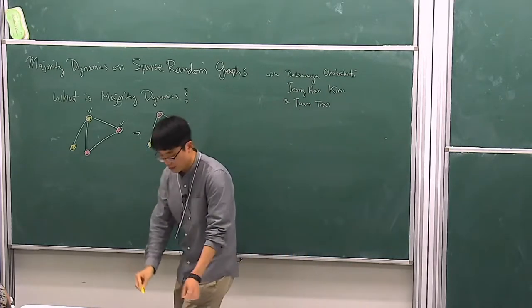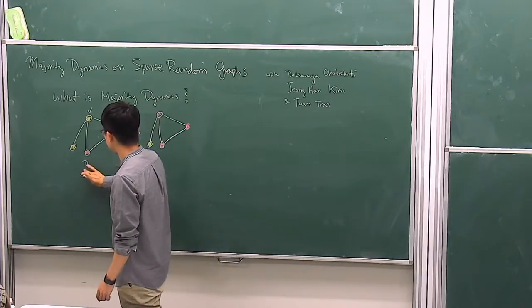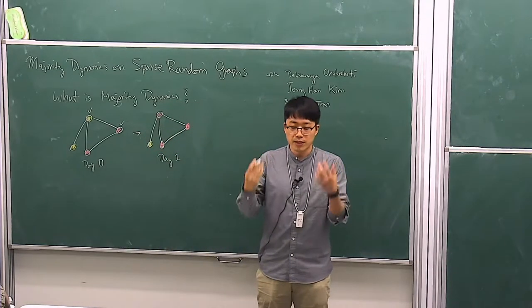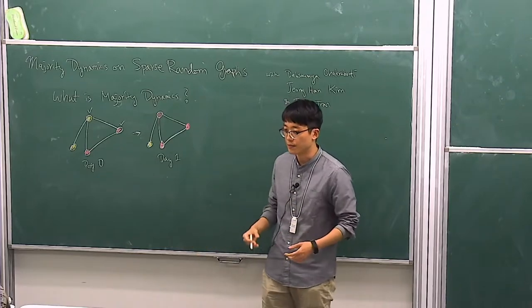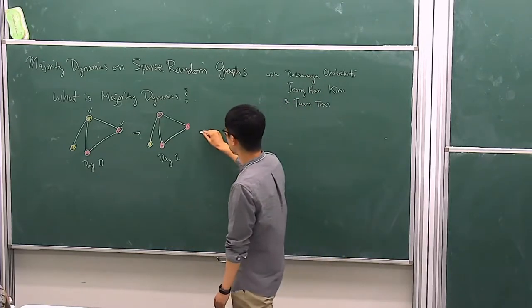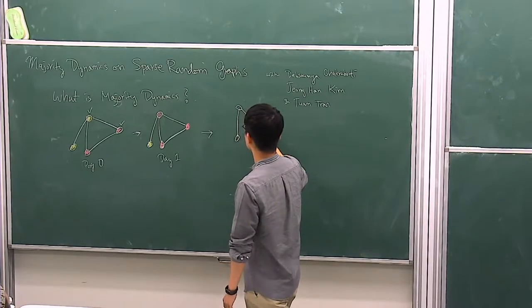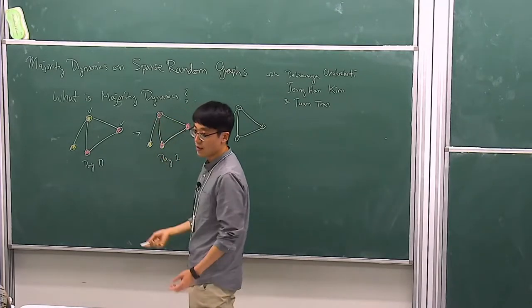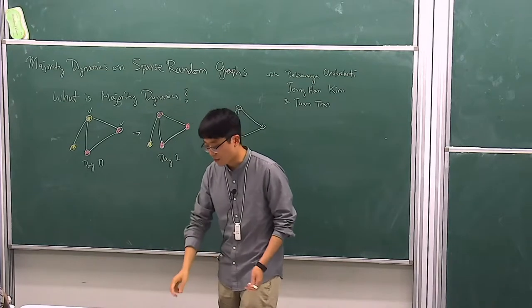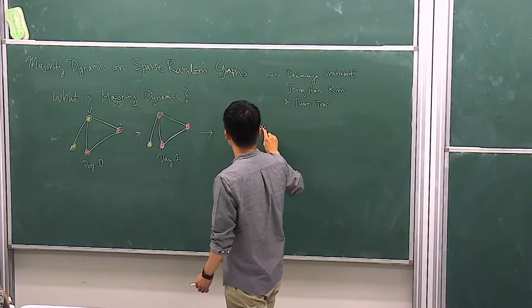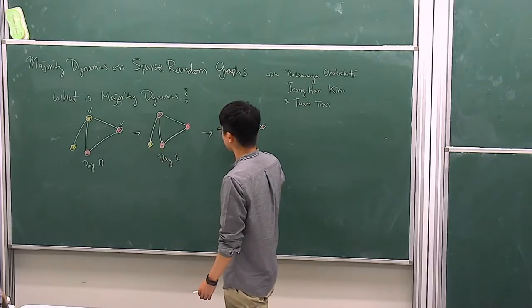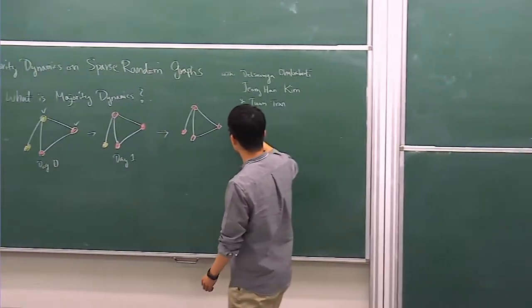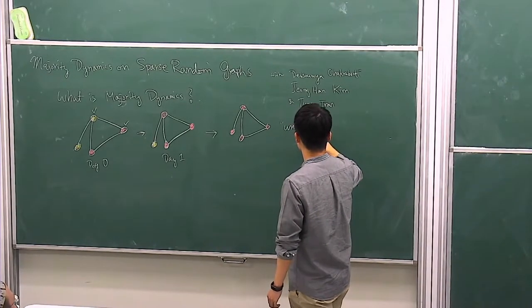So this is what I call day zero, and that's day one. I'm just repeating this process for each day. The next day, everything remains the same, because for all of these, the majority color among the neighbors is red. All of them are red, but this one turns red, and then it stays. This is what we call unanimity.